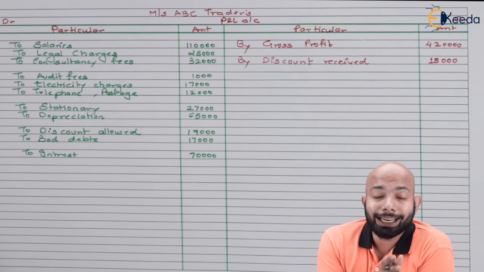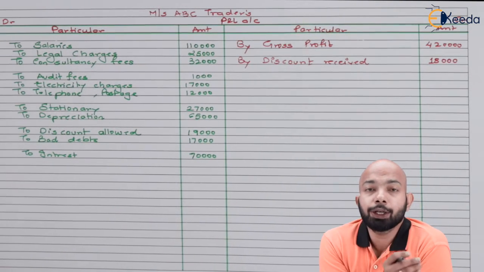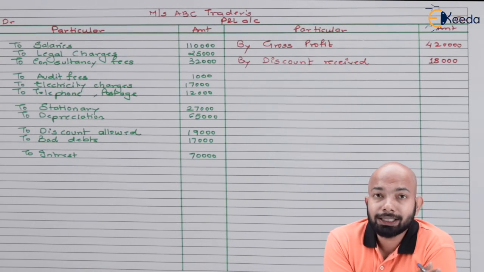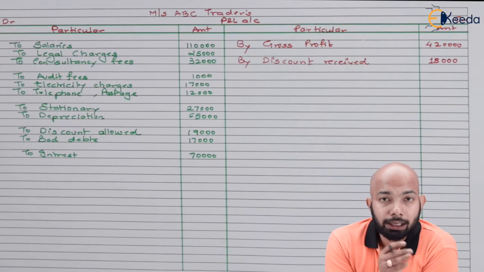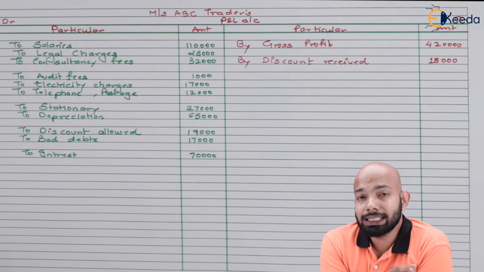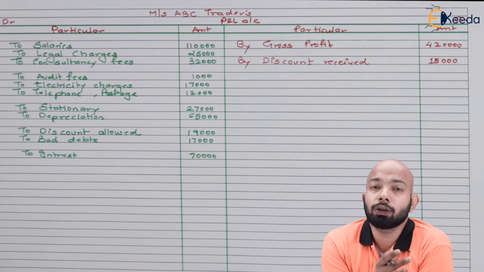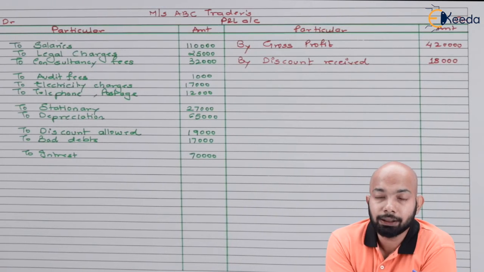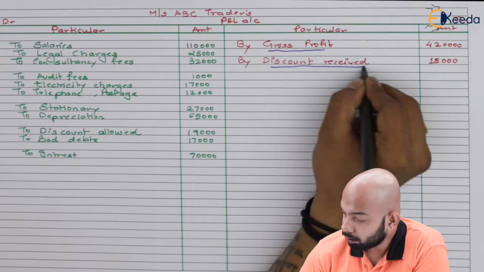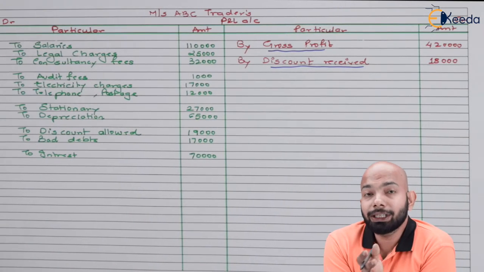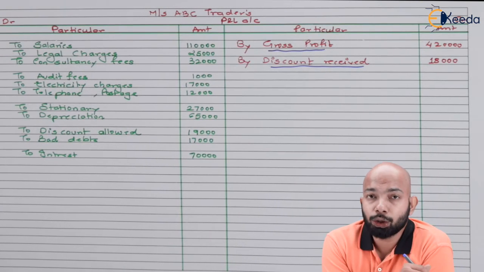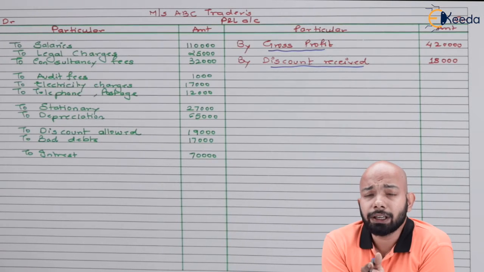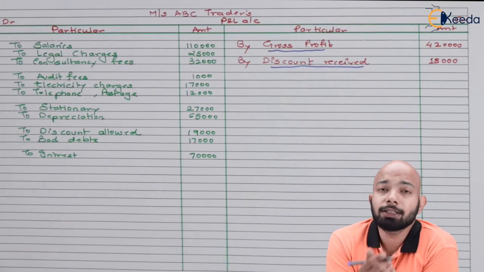Now, all the necessary items that were provided in the question have been mentioned as per their order. That means all the expenses have been mentioned on the debit side, and all the incomes on the credit side. We have discount received as an income, mentioned on the credit side, and the gross profit of 4,20,000 has also been mentioned on the credit side. So a total of 4,20,000 and 18,000 discount received is on the credit side. All the expenses, for example stationery, consultancy fees, salaries, etc., have been mentioned on the debit side.